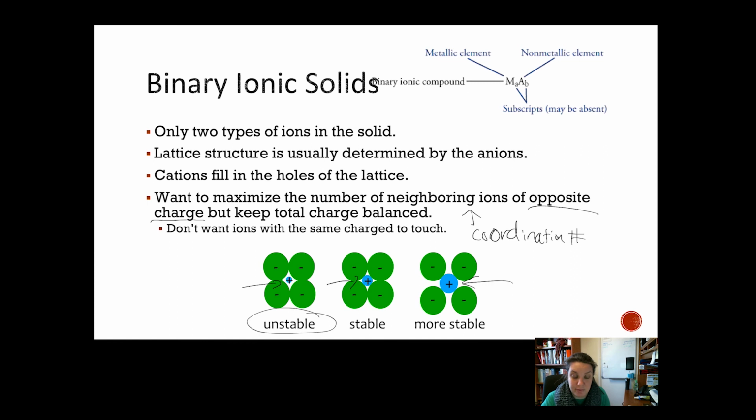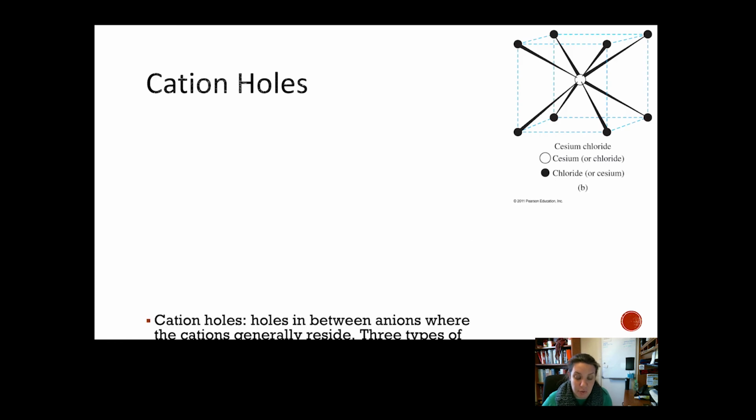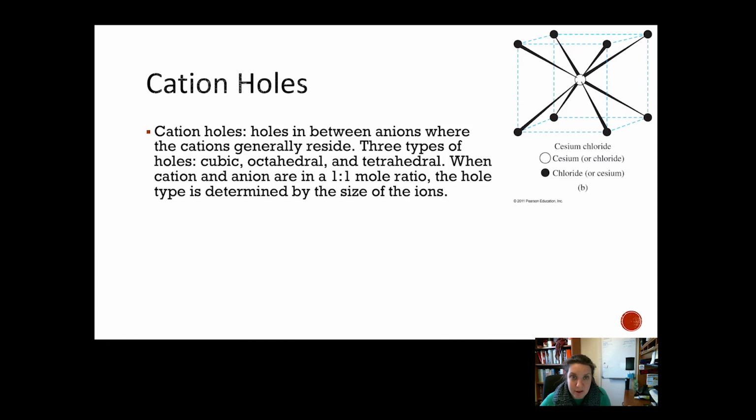So the cation holes themselves are going to be the holes that our anions left behind for our cations. We have three types: cubic, which is our largest, octahedral, middlest, and tetrahedral, smallest. We can take a 1-to-1 mole ratio of cation to anion and very easily determine the hole type, or we could just use our radius ratio.